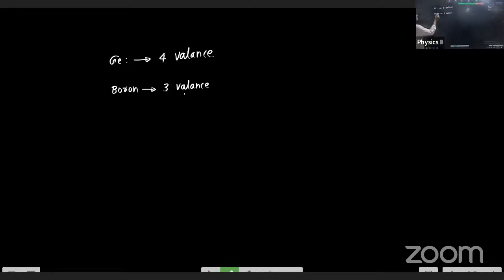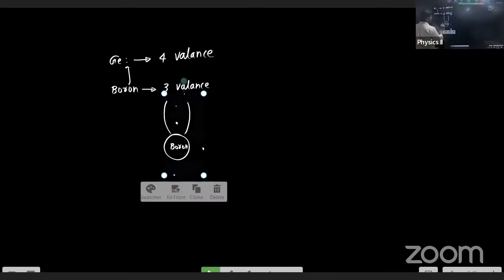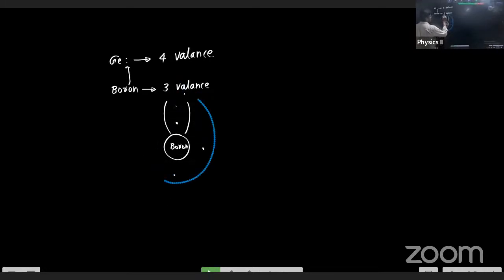Now what I am doing? I am adding boron impurity to germanium. Let us see what will happen here. This is boron. How many valence electrons does it have? It has 1, 2, 3 valence electrons. And this boron is forming covalent bond with germanium.